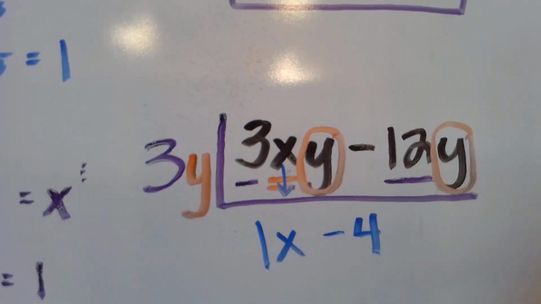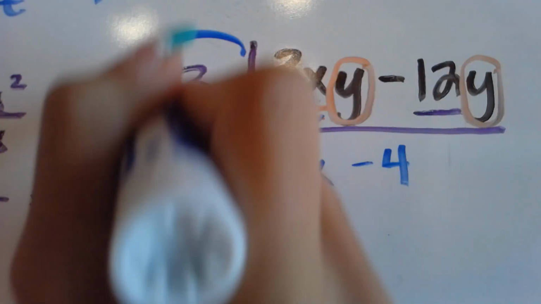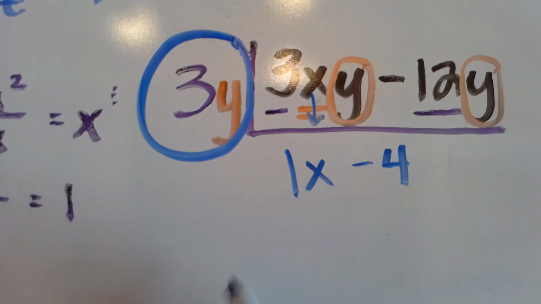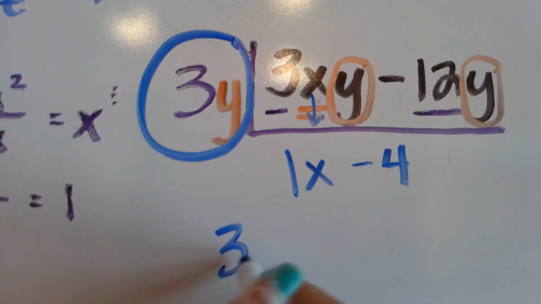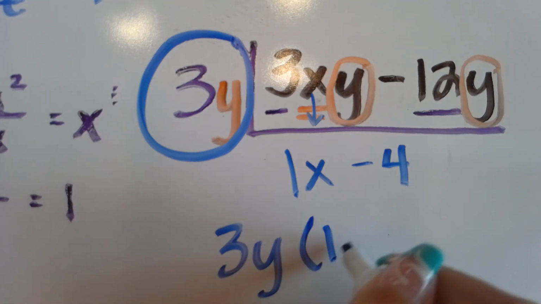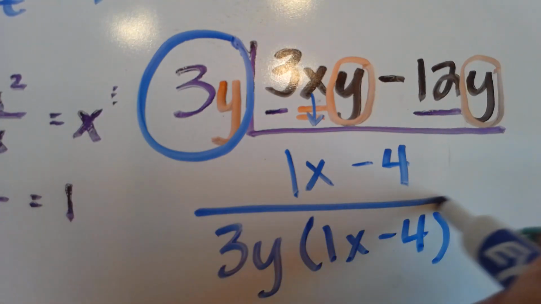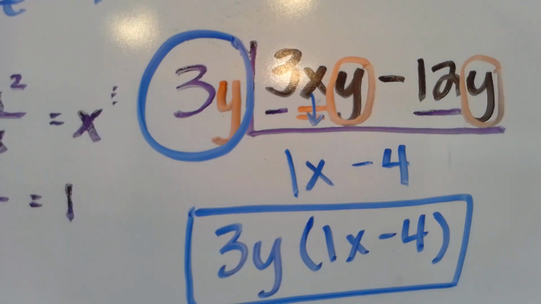So let's go ahead and write our final answer. I'm going to take this number out here and write 3y times, and whatever's right here, 1x minus 4. And that is your final answer.